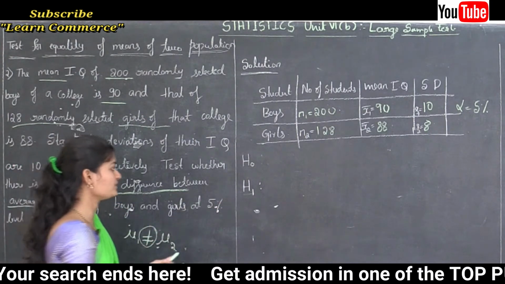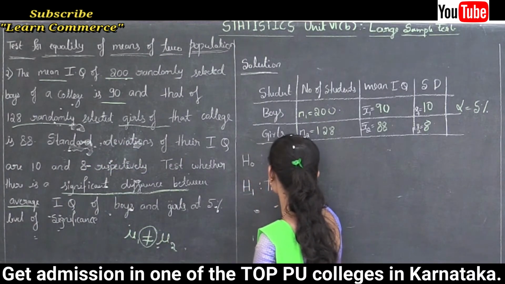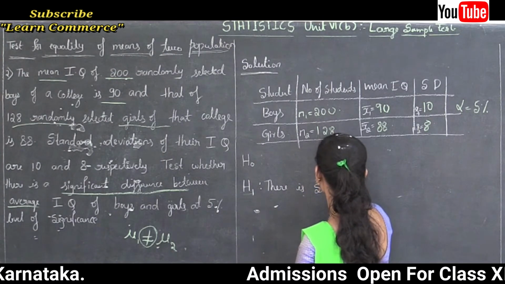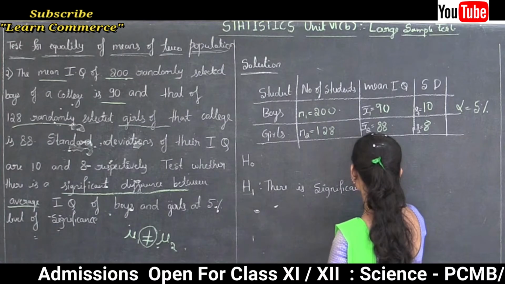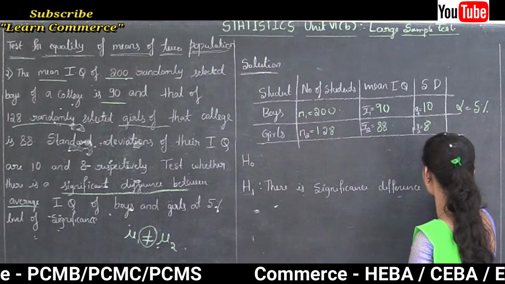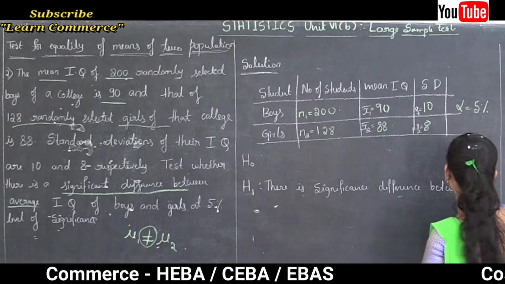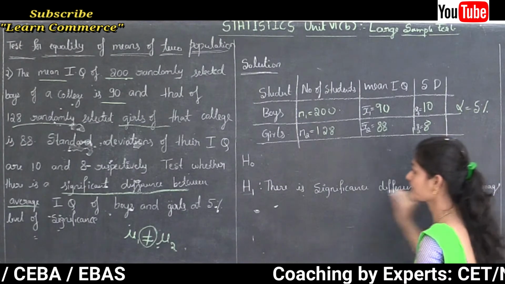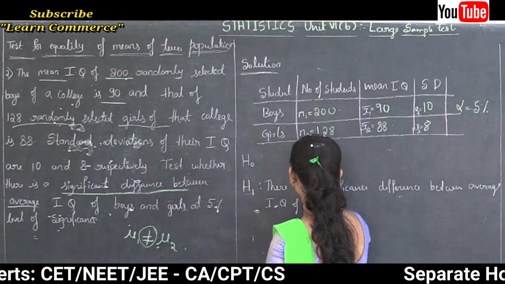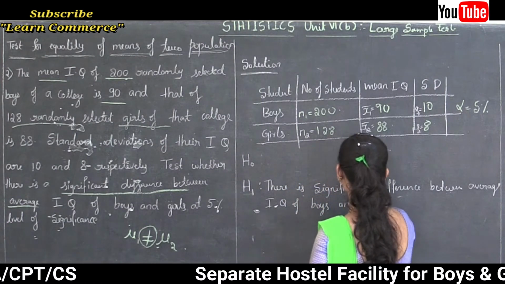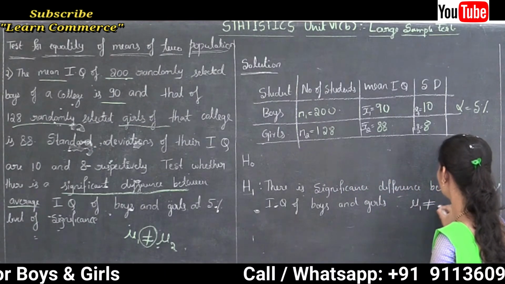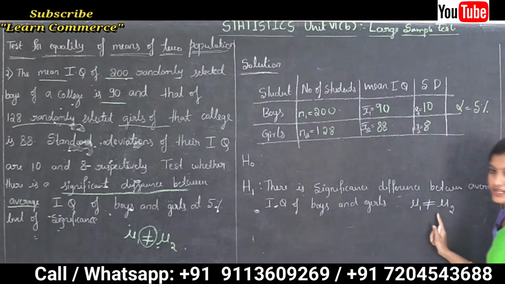So the alternative hypothesis is: there is a significant difference between the average IQ of boys and girls. That is, mu1 is not equal to mu2. Significant difference means not equal to.